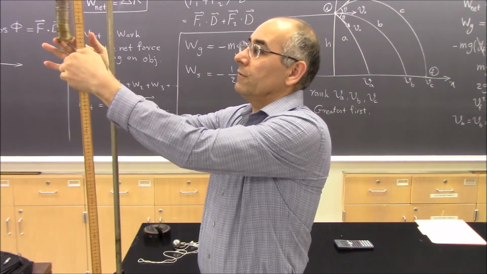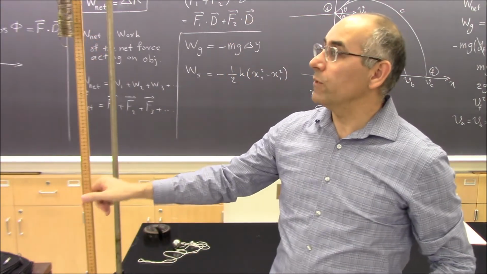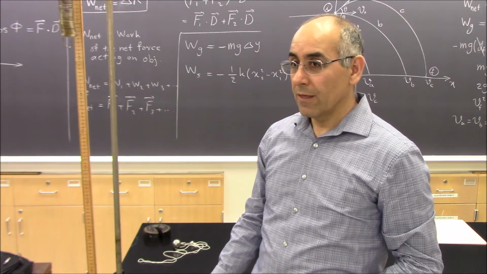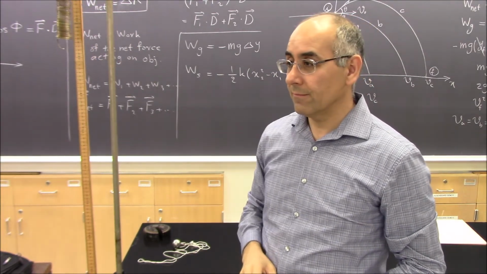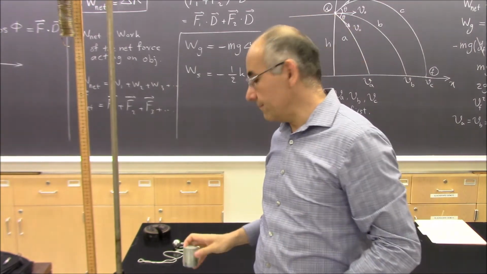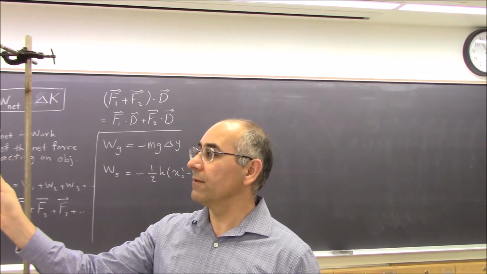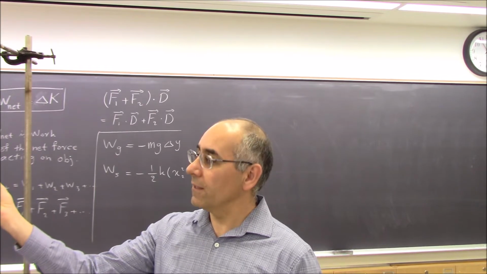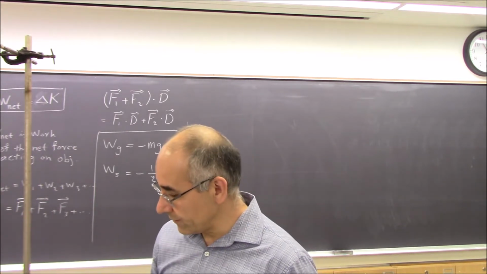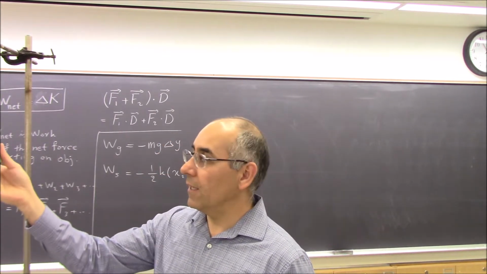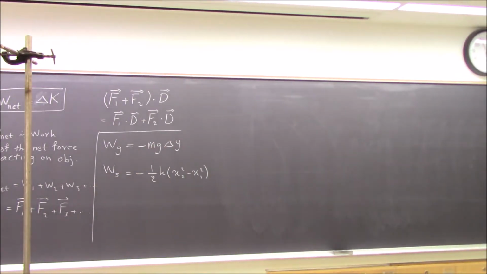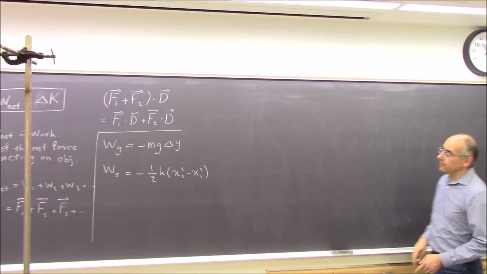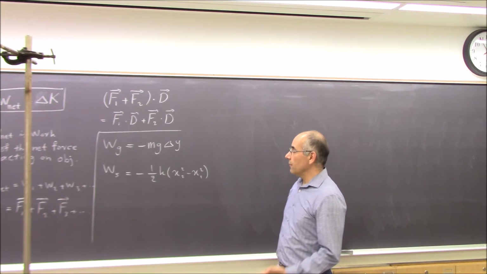I want you to think about how we can use this experiment to find what the k constant of this spring is. All right? A half-kilogram mass falls from 35 centimeters to 135 centimeters, and that's when it stops at the bottom. We want to use that information to find the spring constant. So how do we approach that?